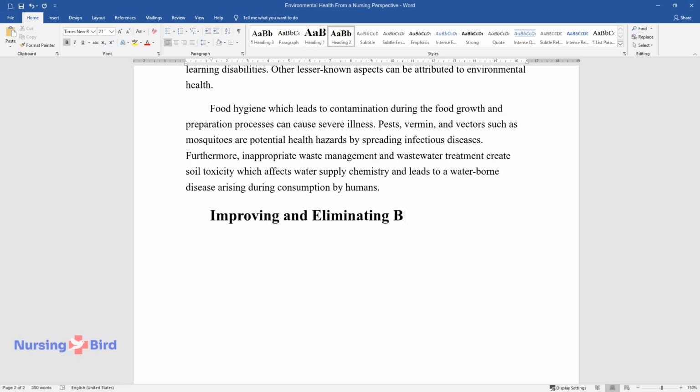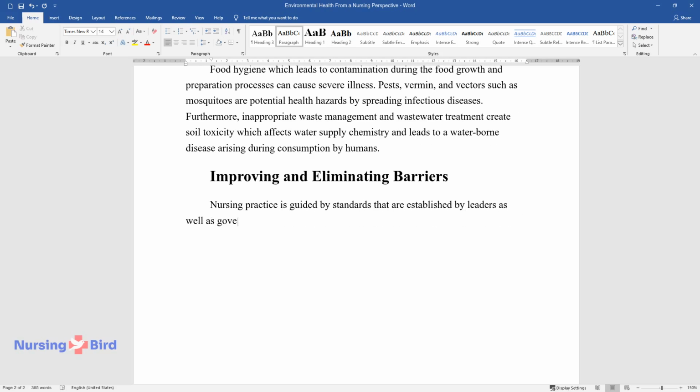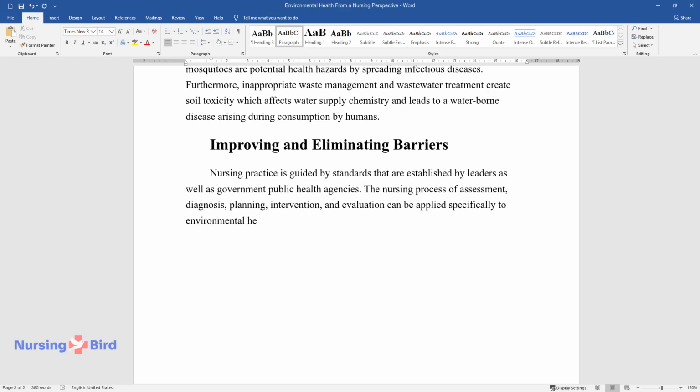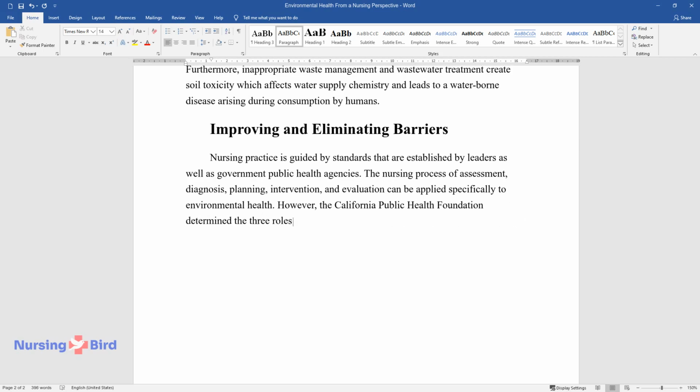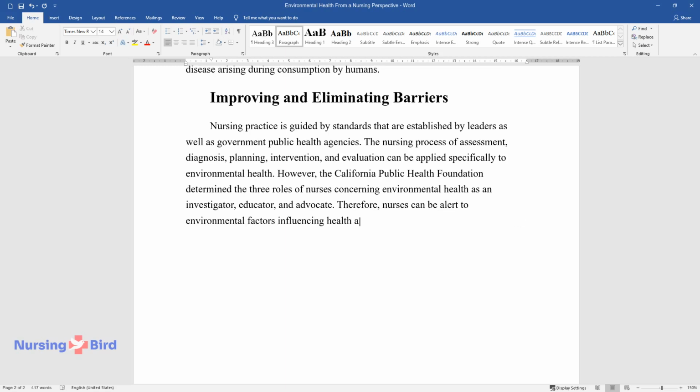Improving and eliminating barriers. Nursing practice is guided by standards that are established by leaders as well as government public health agencies. The nursing process of assessment, diagnosis, planning, intervention, and evaluation can be applied specifically to environmental health. However, the California Public Health Foundation determined the 3 roles of nurses concerning environmental health as an investigator, educator, and advocate. Therefore, nurses can be alert to environmental factors influencing health and notice trends in health history and illnesses.